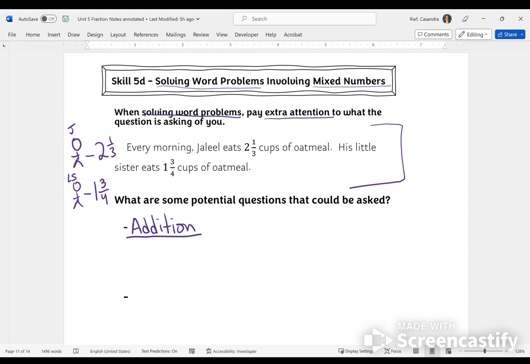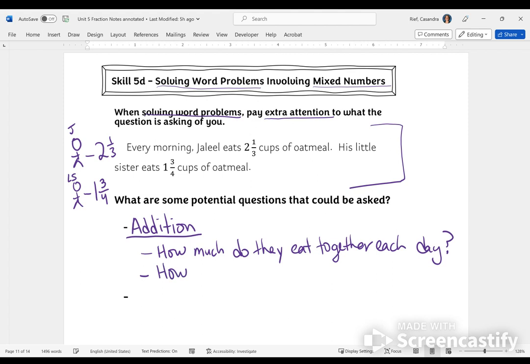So if they wanted us to add, they could ask questions like, how much do they eat together? They could ask, how much do they eat in 2 days? How much does Jaleel eat in 2 days? I could solve that one with addition. So there are addition questions where I'm going to take those fractional amounts and I'm going to combine them.